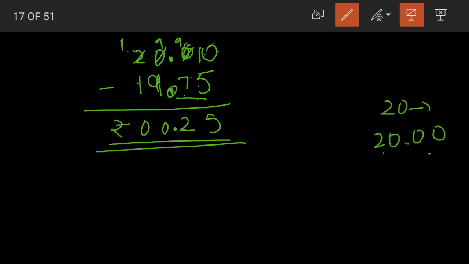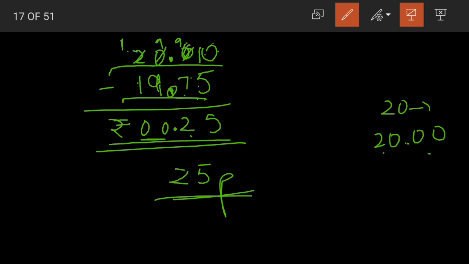So what is our answer? We are having nothing in rupees here. We are having only paisa. So the answer is 25 paise. Understood, children? The total cost was 19 rupees 75 paise and she paid 20 rupees. And how much change should she get back? She should get back 25 paisa. Yes, or else 0 rupees 25 paisa. Either one of the answers is correct.